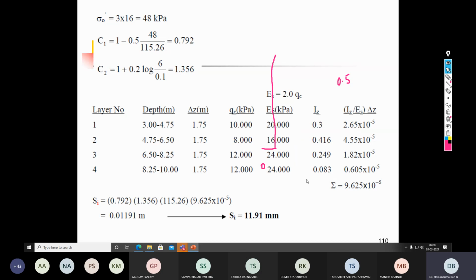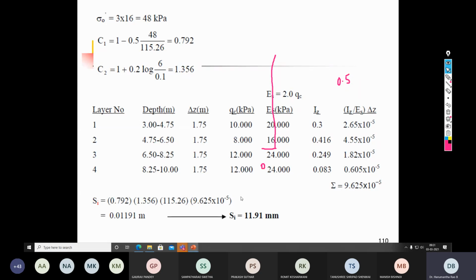Once this calculation is done, note that the interpolation is one of the critical steps in calculation of the immediate settlement using the strain influence factor method. Once Iz is known, almost every parameter is known. So calculate the summation of Iz by Es into delta Z. Iz, Es and delta Z are known for each and every layer. Calculate the product and sum it up, and what you will get is 9.625 into 10 power minus 5.